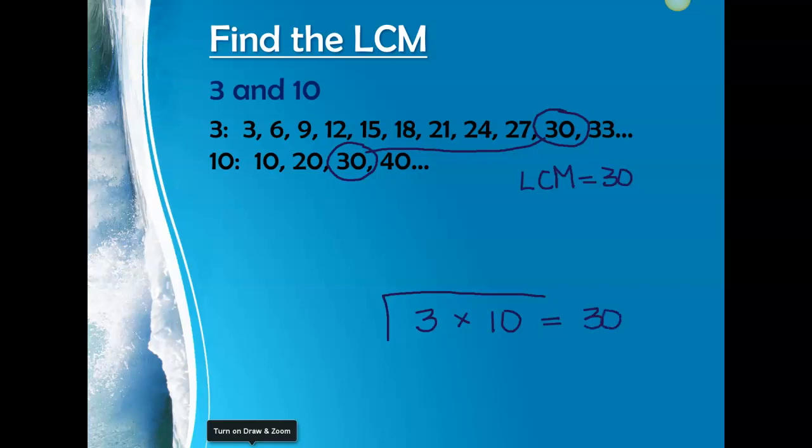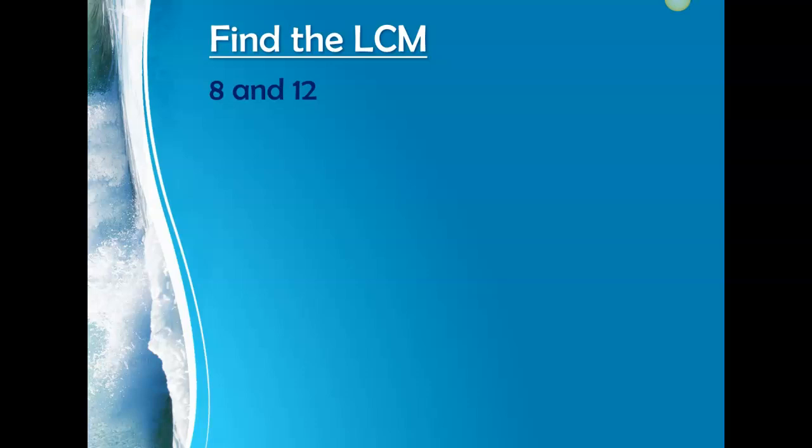Whenever you are finding the least common multiple of two numbers that are relatively prime, or only have a common factor of 1, the way you calculate the least common multiple will be to multiply those two numbers together. In this example, let's find the least common multiple of 8 and 12.